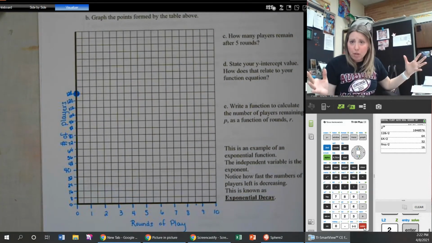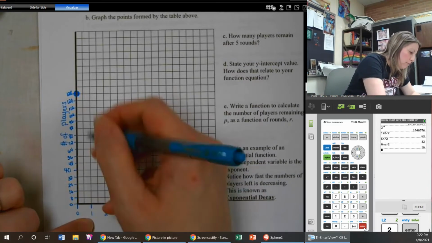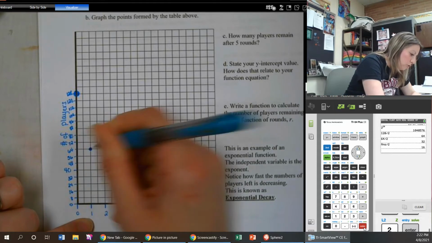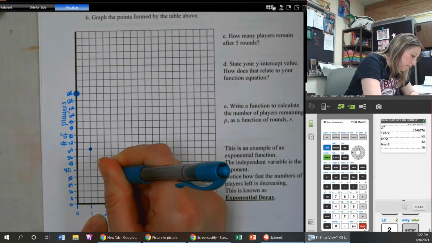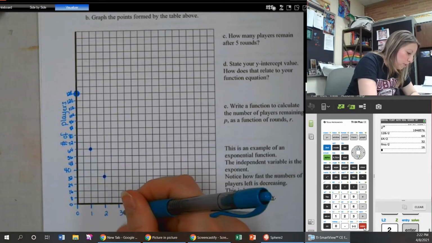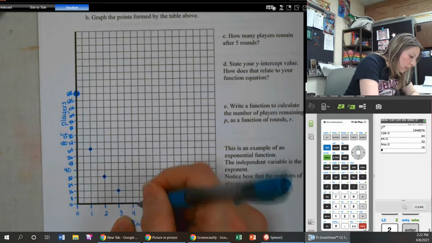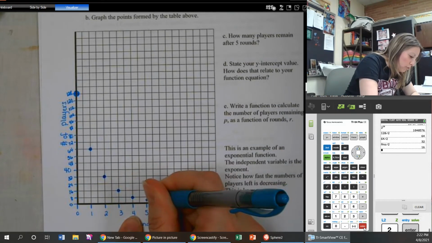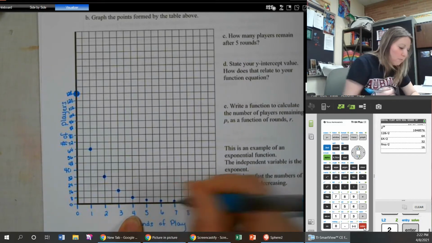That's 0 rounds of play. After 1 round of play, we have 64 people remaining. After 2 rounds of play, we have 32 players remaining. After 3 rounds of play, we have 16 players remaining. After 4, we have 8 players remaining. 5, we have 4 players remaining. 6, we have 2 players remaining. In 7, we have 1 player remaining.